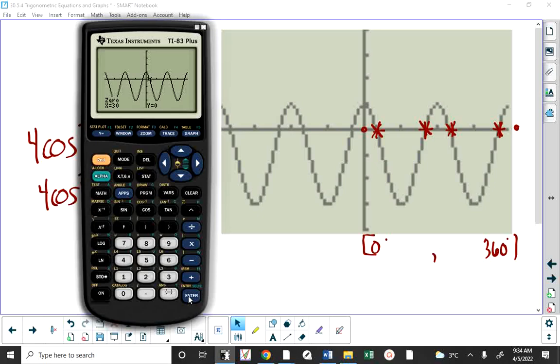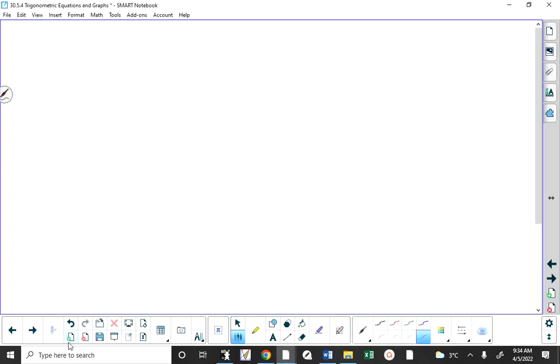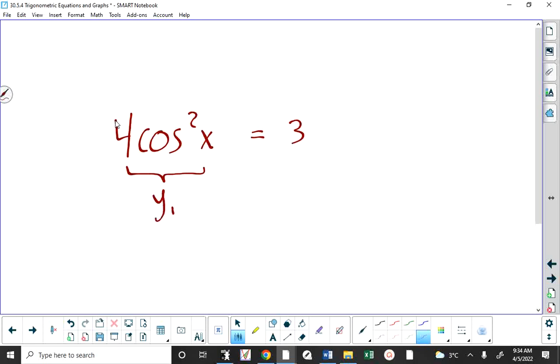One final observation here. If you take this equation and move the 3 over, this is how I would actually prefer to solve this graphically. I would graph y1 equals 4 cos squared x, y2 equals 3, and I would not worry about x-intercept. I'd look at where they cross, where they intersect.